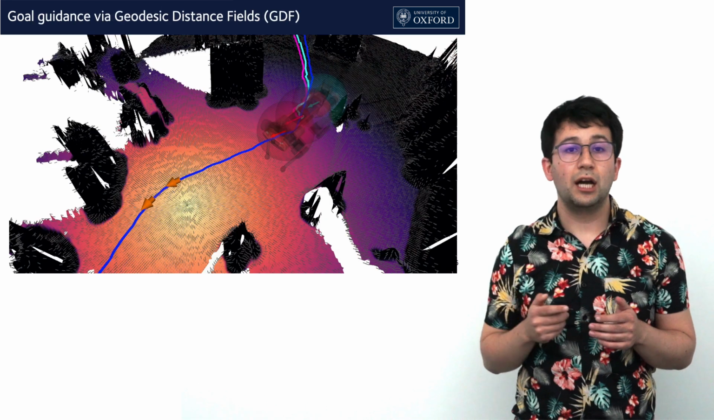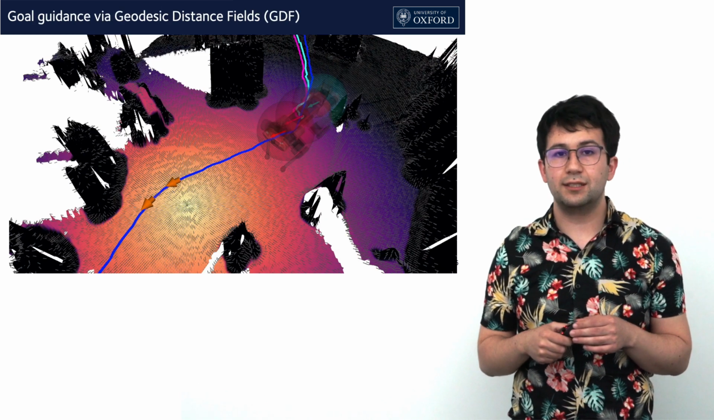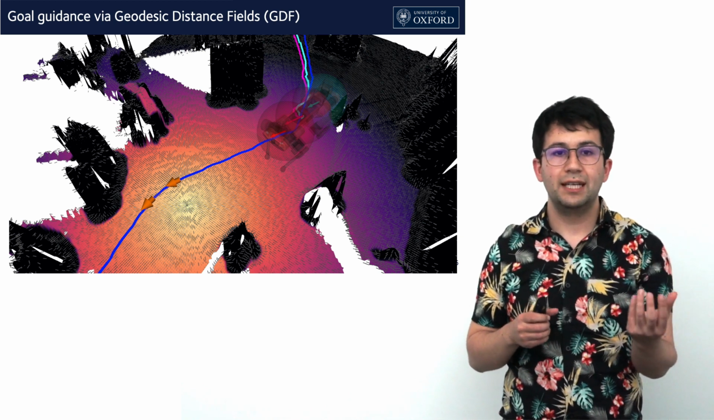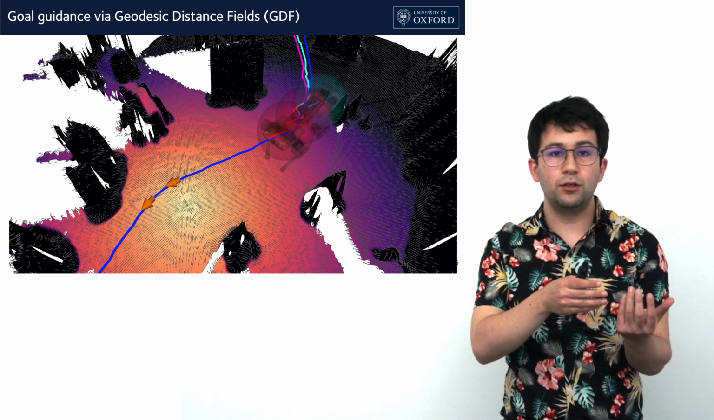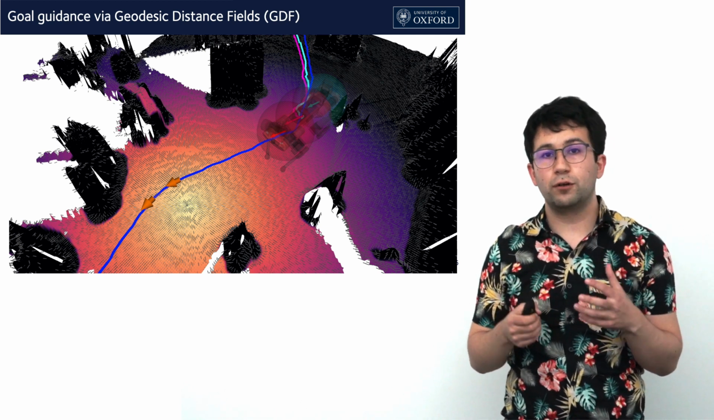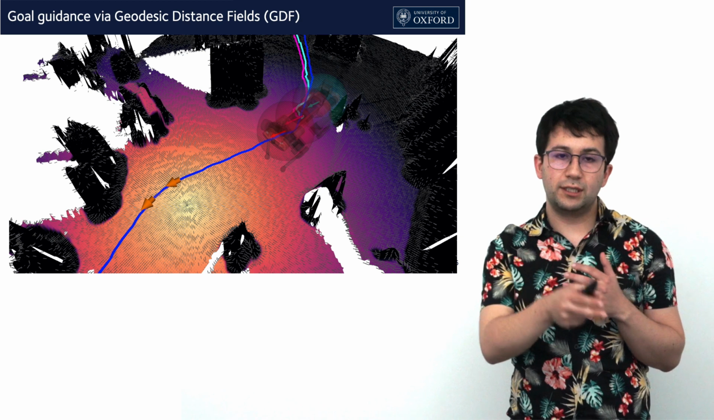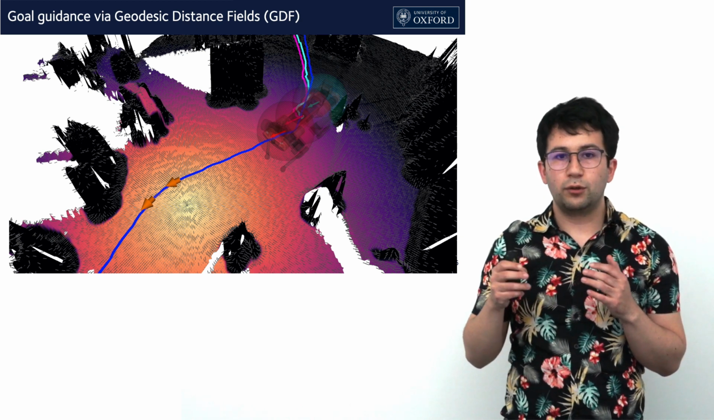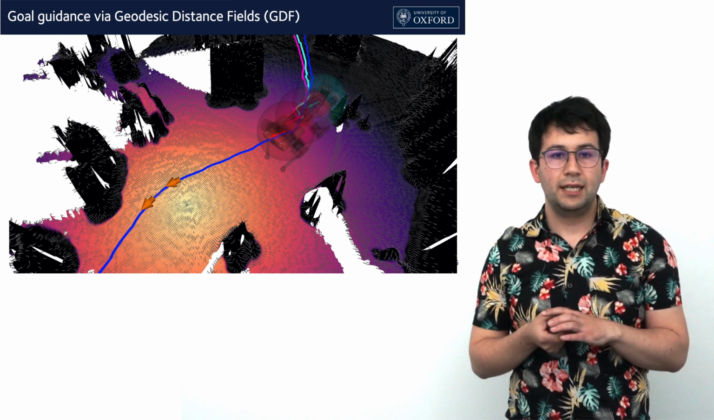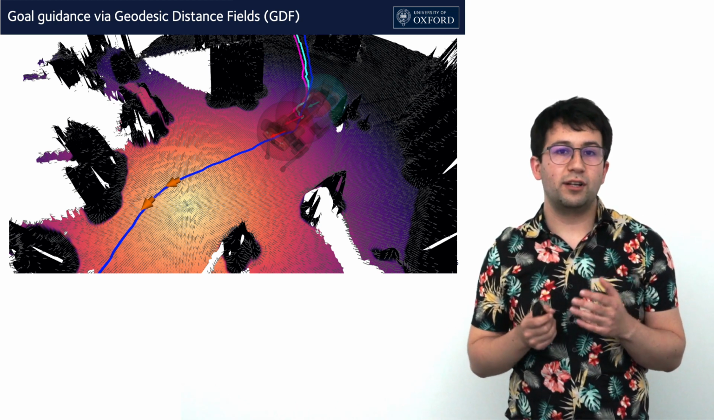On the other hand, our other representation is this geodesic distance field, which generates a sort of attractor that guides the robot to reach a specific goal, but in a way that goes around the obstacles. In this way, we provide more informative guidance for the robot to reach the goal, and when complemented with the signed distance field, it allows us to track the trajectory in a safer way.